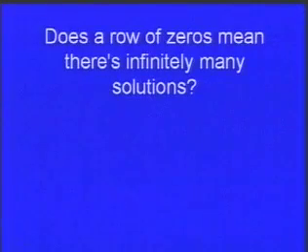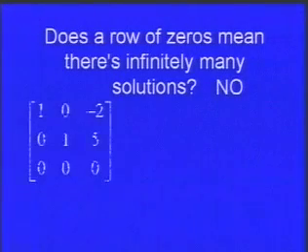All right, does a row of zeros mean there's going to be infinitely many solutions? A lot of people seem to think this. In a lot of the examples, in fact, all of the examples, I guess, that we did, we had a row of zeros. Does that mean there's got to be infinitely many? No. Try not to make that a rule, okay? A lot of people try to follow that and then they get messed up.